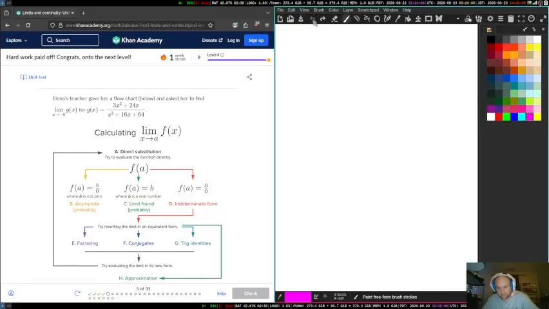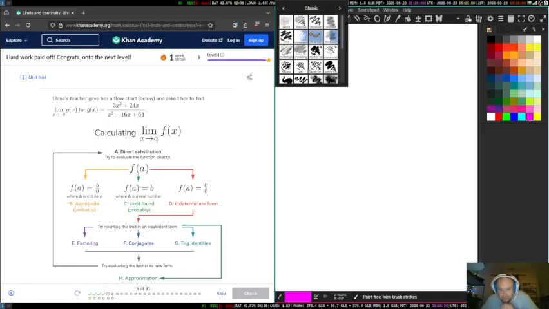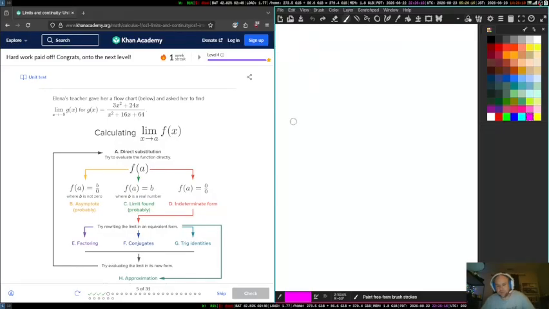I'm going to brush. This is one of the most frustrating programs in the world. I just want the plain brush. Let's try marker. Okay. So what you do is you look at the denominator of the function and you say, is it 0 at minus 8? This certainly looks like it's 0 at minus 8.